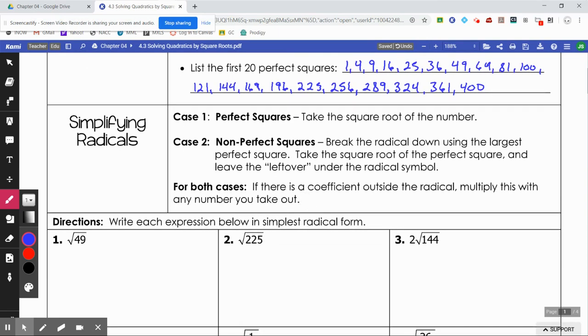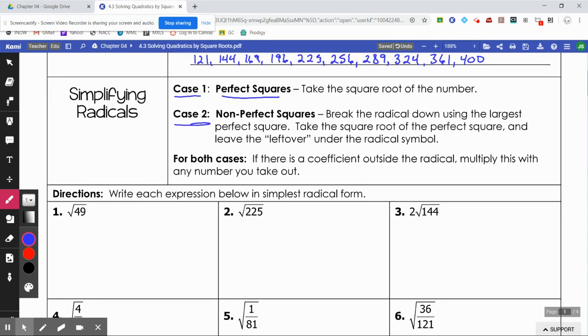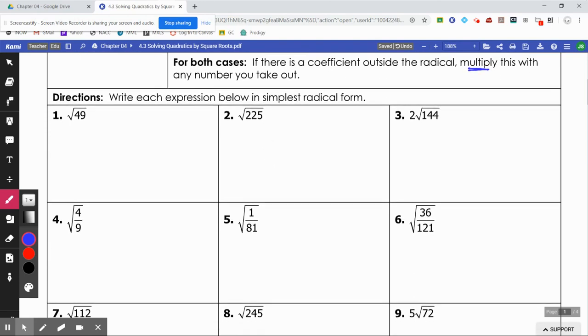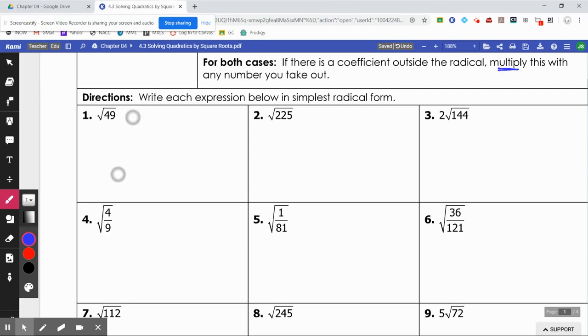Okay, here's how you simplify radicals. Case number 1, sometimes you might have a perfect square. And if you have a perfect square, which again are these numbers, if I ask you the square root of 16, you can just take the square root of that. Square root of 16 is 4. Case number 2 is non-perfect squares. You're going to break the radical down using the largest perfect square. We're going to take the square root of the perfect square and leave the leftover under the radical. For both cases, if there is a coefficient outside the radical, we're going to multiply this coefficient by the number that you take out. And we'll explain that as we go.